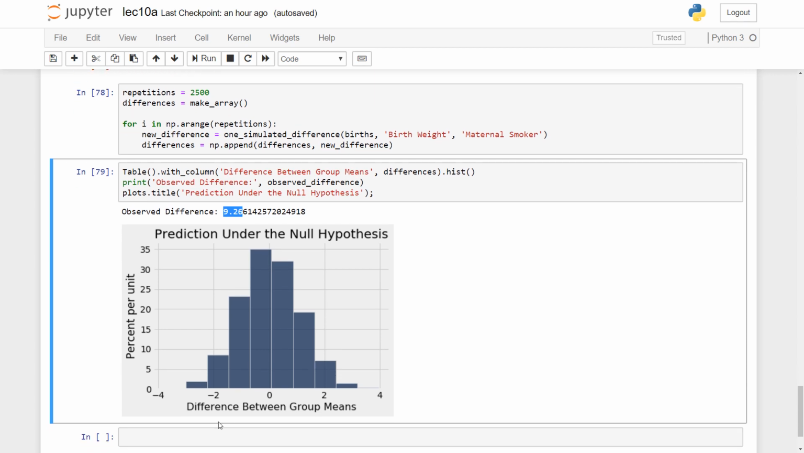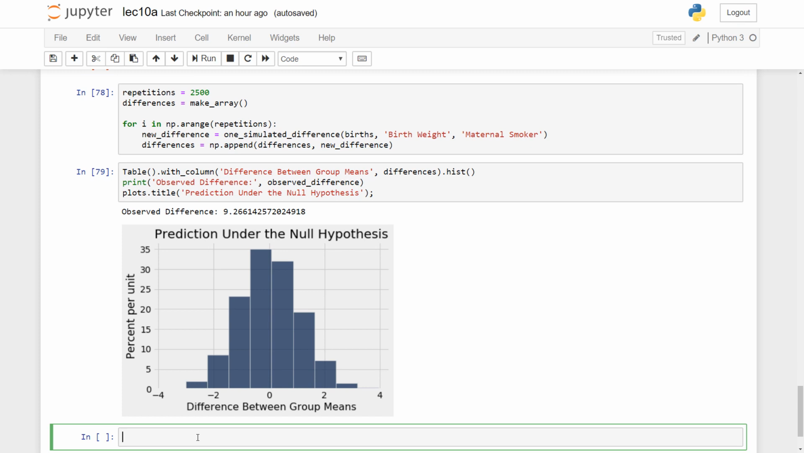Of course, sometimes visualization is not sufficient. So let's compute the p-value. How can we compute the p-value? So, the p-value.